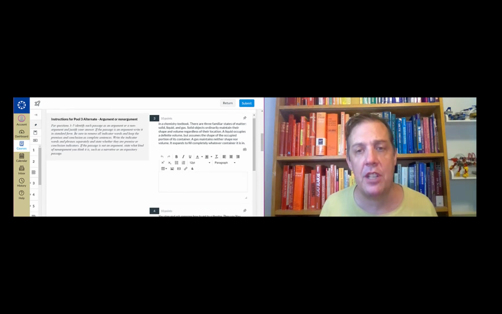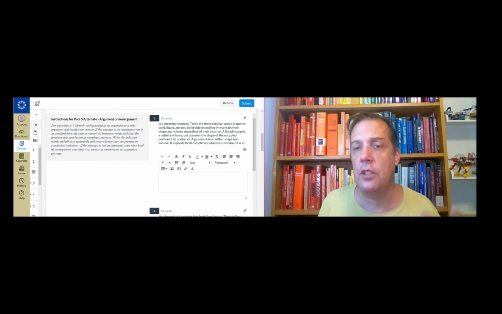It's in a chemistry textbook. Remember, the part in italics gives you the context that this is occurring in, and then the part in regular typeface is the actual passage. So the actual passage says there are 3 familiar states of matter: solid, liquid, and gas. Solid objects ordinarily maintain their shape and volume regardless of their location.